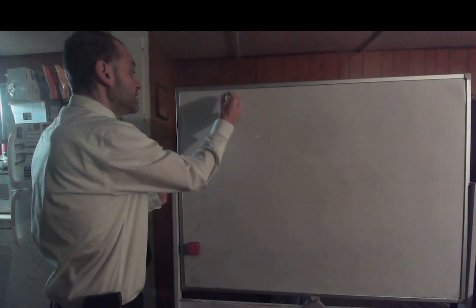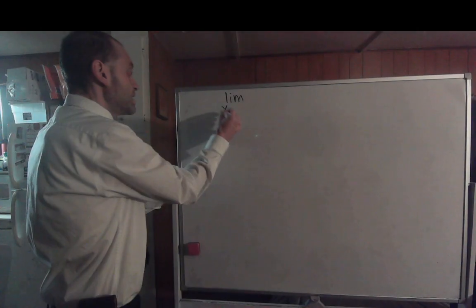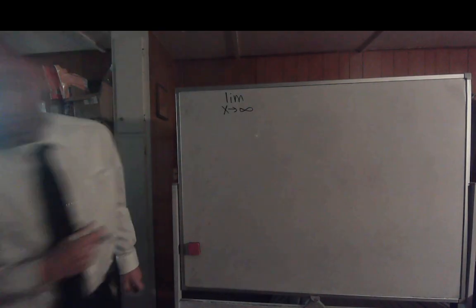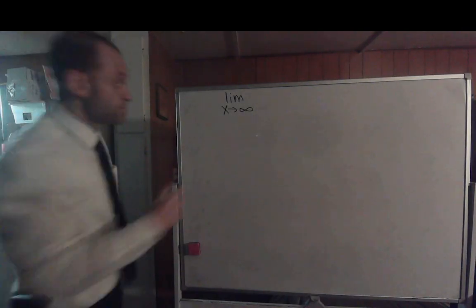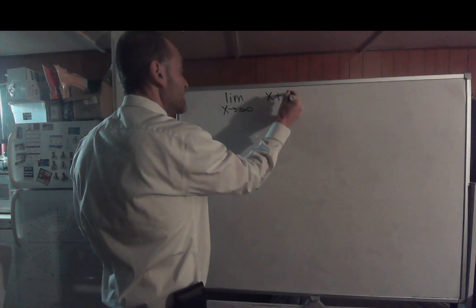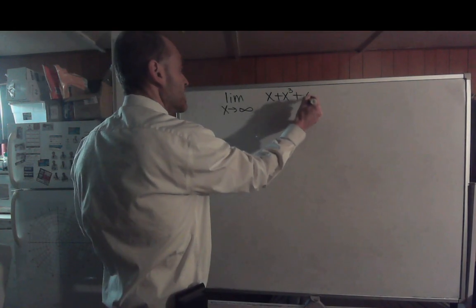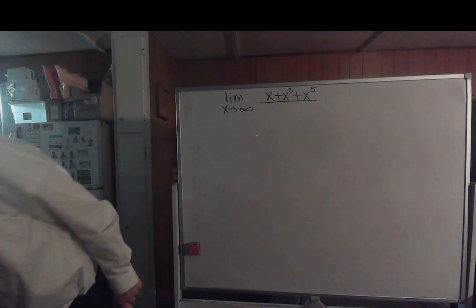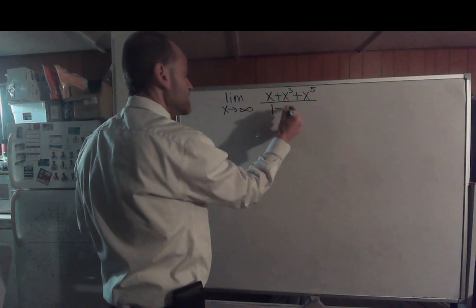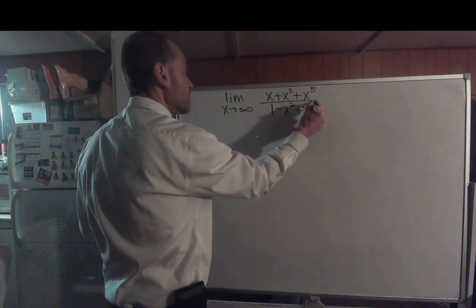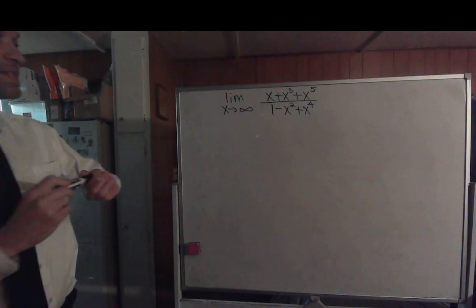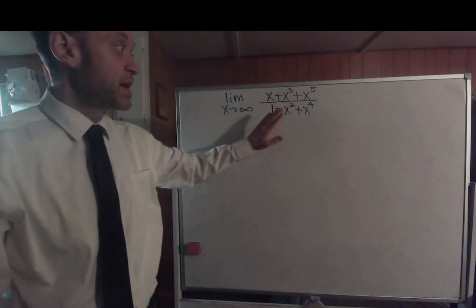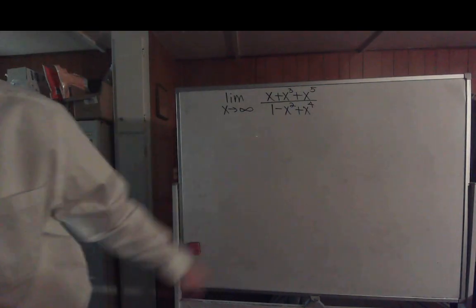Alright, so we have the limit as x approaches infinity of x plus x to the third plus x to the fifth, all divided by 1 minus x squared plus x to the fourth. So we're going to take the limit as x approaches infinity of x plus x to the third plus x to the fifth, all divided by 1 minus x squared plus x to the fourth.